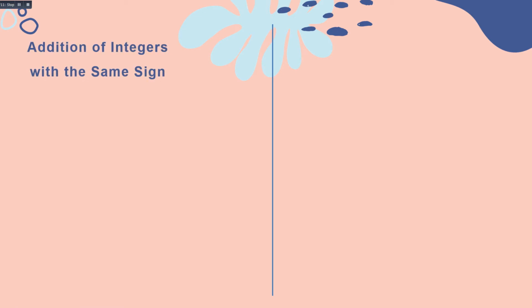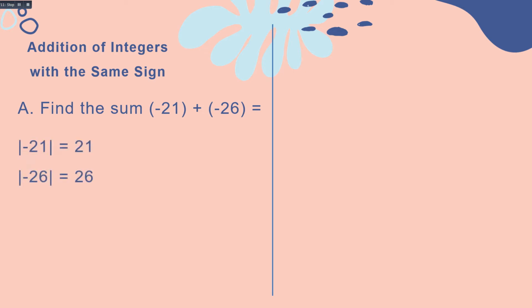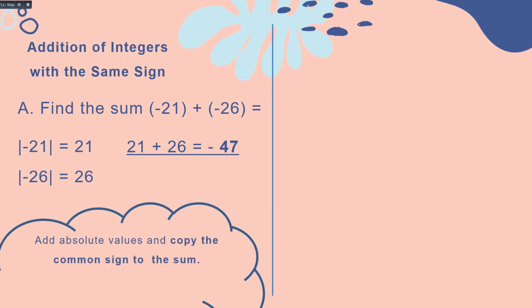Here is the rule on how to add integers with the same sign. We have here the example, negative 21 plus negative 26. First thing to do is to get the absolute value of negative 21, that will be 21, and the absolute value of negative 26 is 26. The answer would be negative 47. Remember that in adding integers with the same sign, you need to copy the common sign to the sum, which here is negative. That is why we copy this to the sum of 21 and 26 after adding the absolute values.